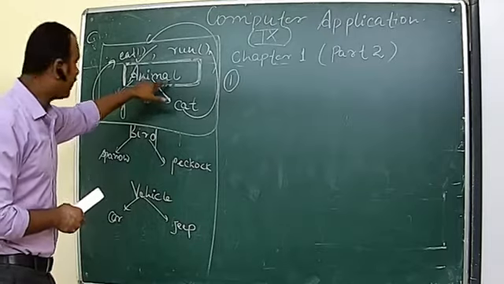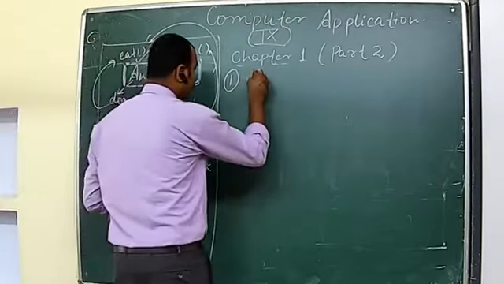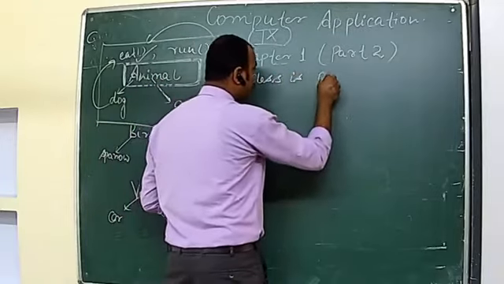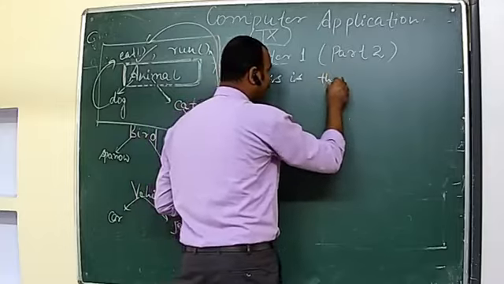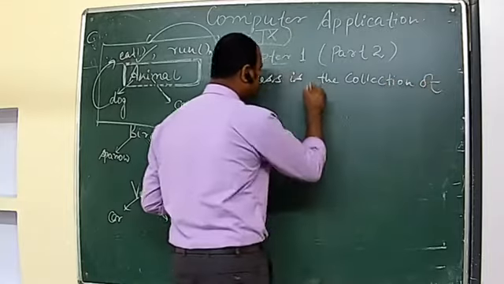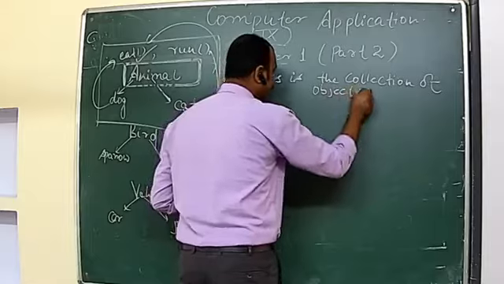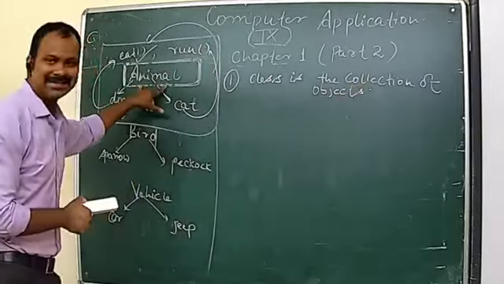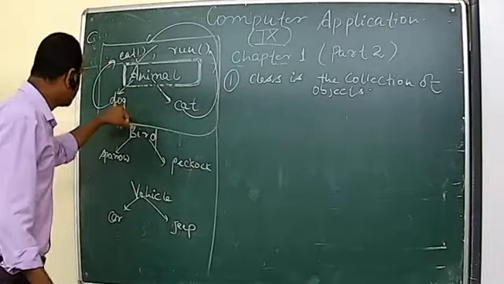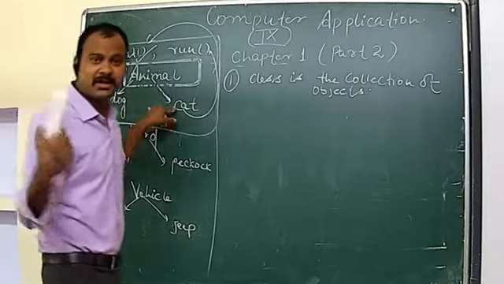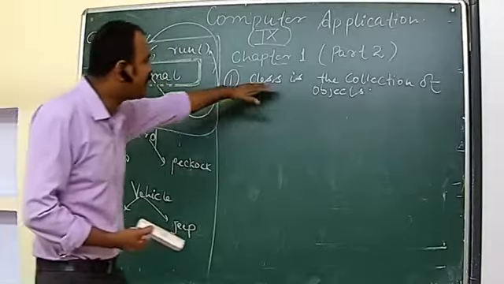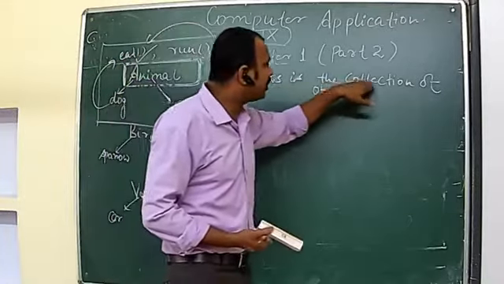Class is the collection of objects, because see here, animal class, but different objects are there. Two objects, it may have many also. So in class there is cat, tiger, cow, goat, horse, elephant, giraffe. So these are the collection of this animal class. So we can say in our definition that class is a collection of objects.